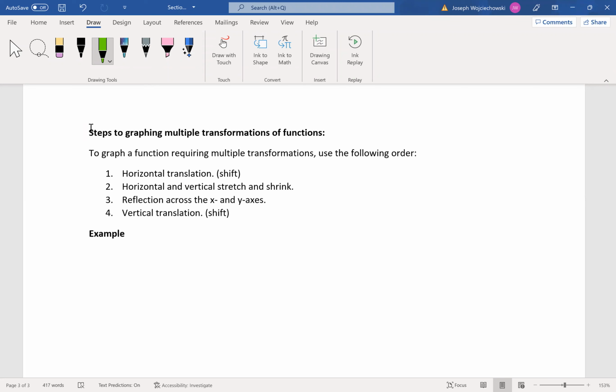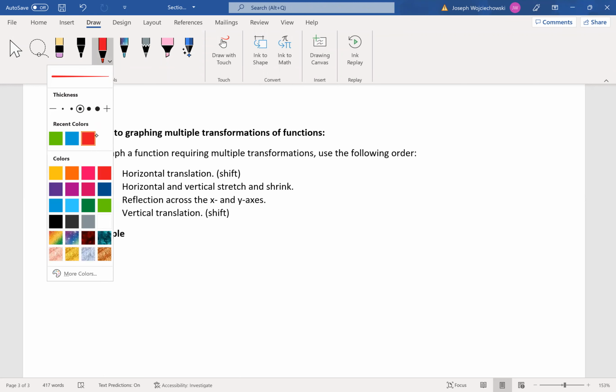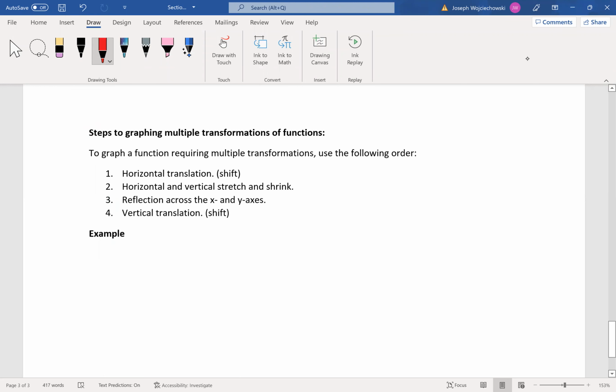Okay, so this is all well and good, but chances are I'm going to have something that looks relatively nasty. So we have an order of operations for translations and reflections, and it goes something like this. To graph a function requiring multiple transformations, use the following order. First, we do the horizontal translation. Then we do the horizontal and vertical stretch and shrink. Then we reflect. Then we do vertical translation.